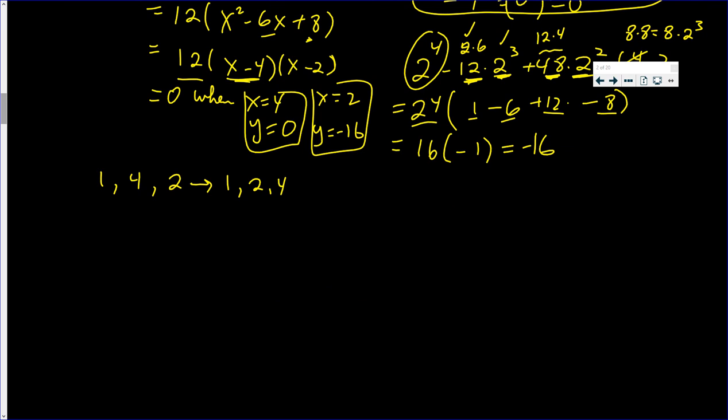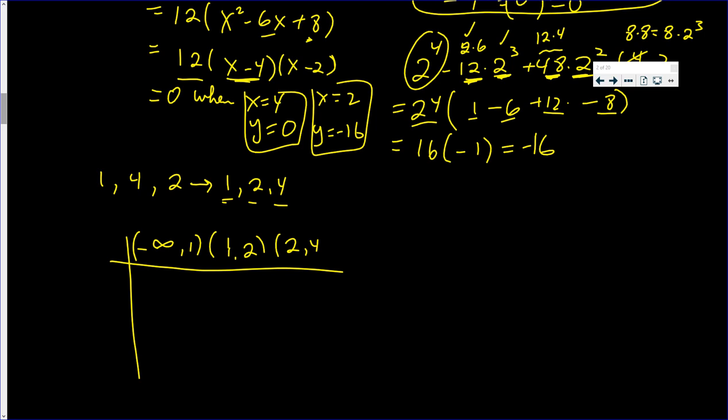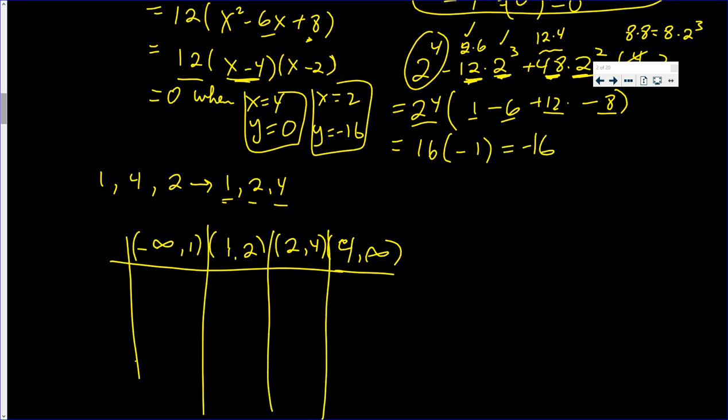So when it comes to the table, I'm going to go from negative infinity to the first number, and then the first number to the second number, and then the second number to the third number, and then finally the third number all the way to infinity. And my goal here is to find the sign of the first derivative and the second derivative in each of these intervals. And the chart tells you everything.